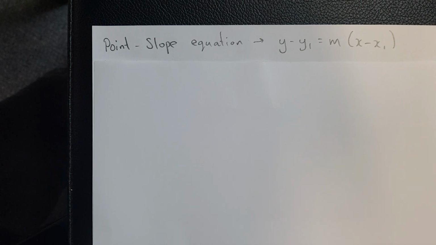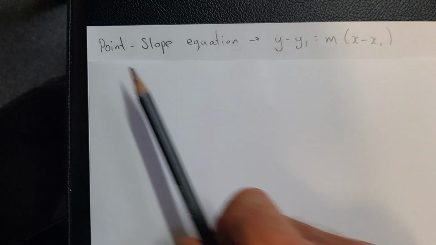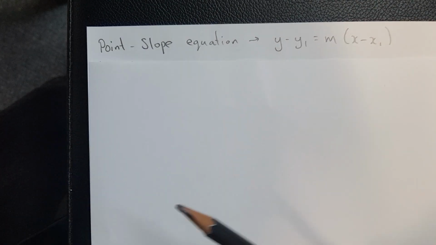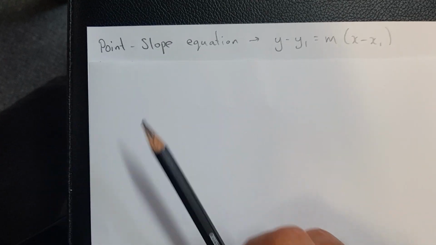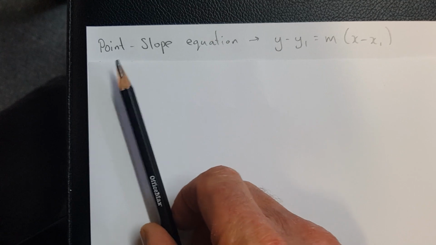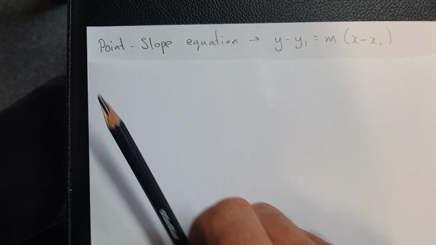Kia ora. Welcome to this second part of the lesson with coordinate geometry, where we're going to be finding the equation of the perpendicular bisector. In order to find that equation, you're going to need two things: a point on the line and the slope of that line.